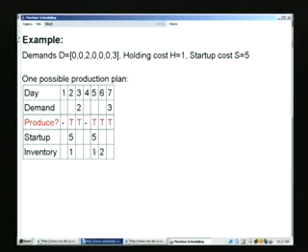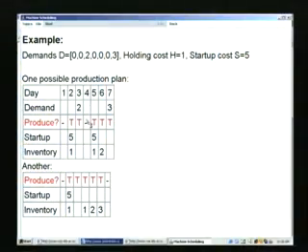Similarly, on this day, whatever is being produced will have to be held in the warehouse. Whatever is being produced on this day will also be held. So, at this point there will be 2 units in the warehouse. So, a holding cost of 2 will be encountered over here.